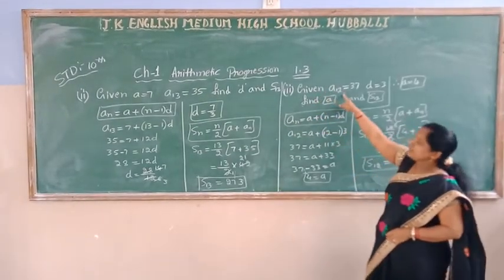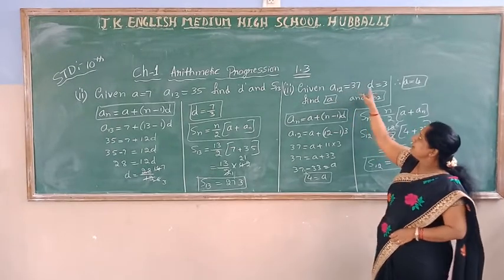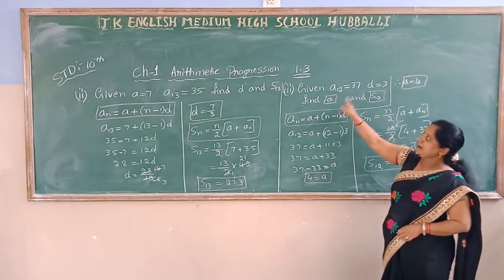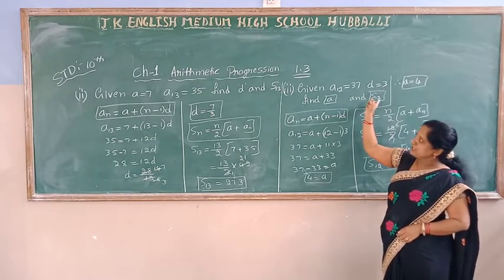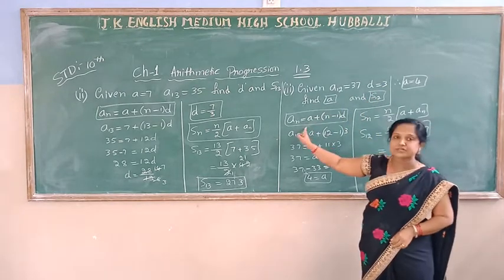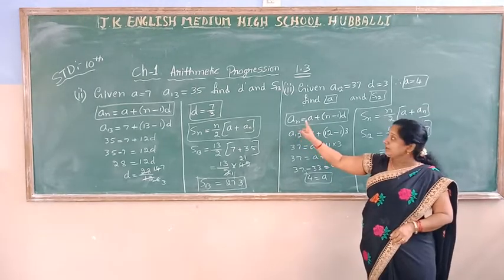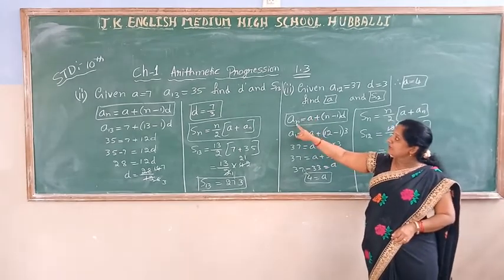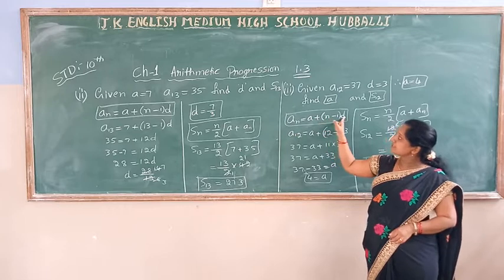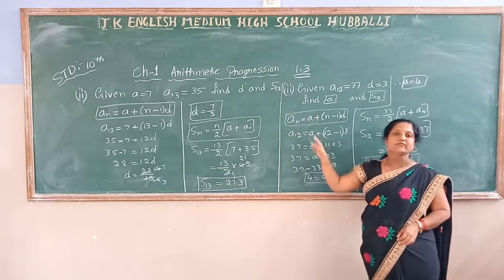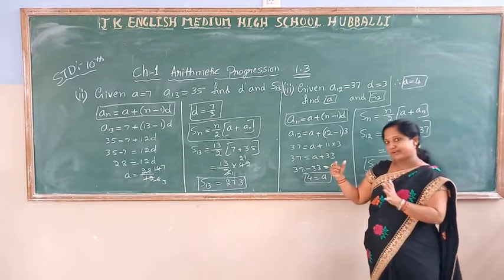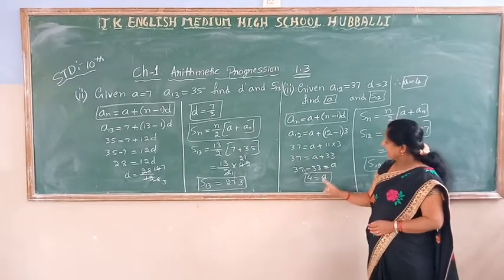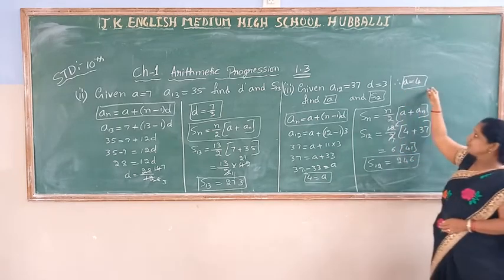Copy down now. Once again I am going to repeat the third question. In the third question they gave the 12th term value as 37 and the d value as 3, and we have to find out the a value and the sum of 12 terms. So to find a, you should know the formula. In this formula we know three variable values, so I can find out the a value. Substitute all the values from your question, simplify, and you get the a value as 4.